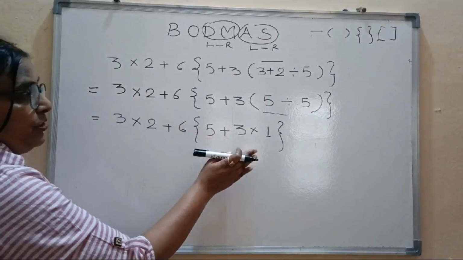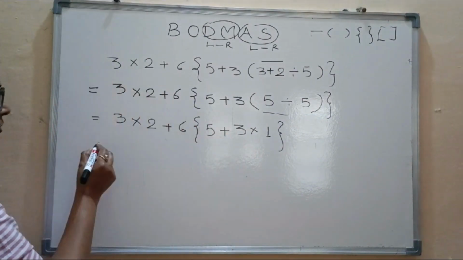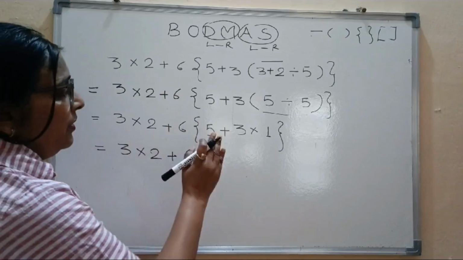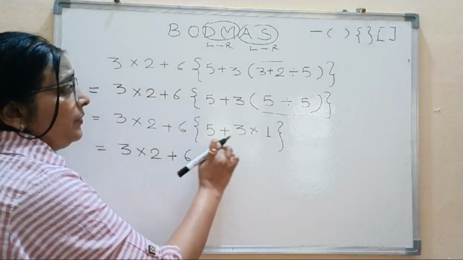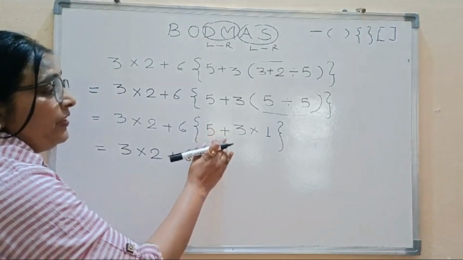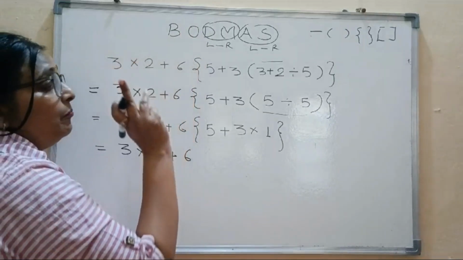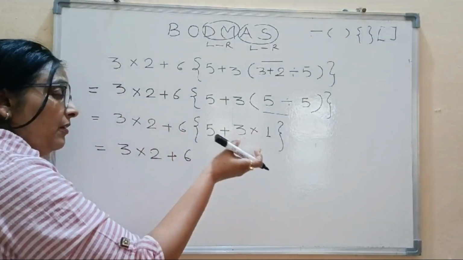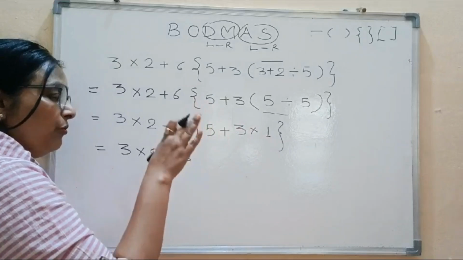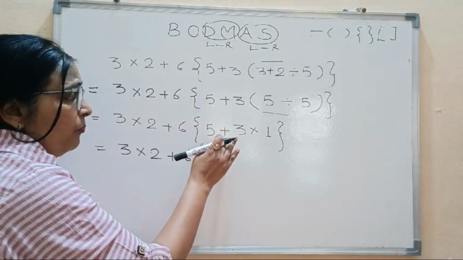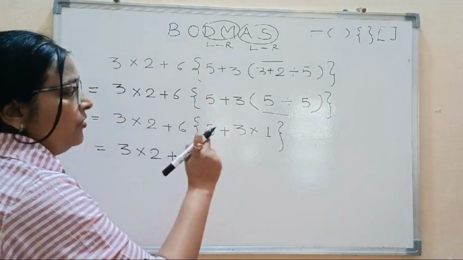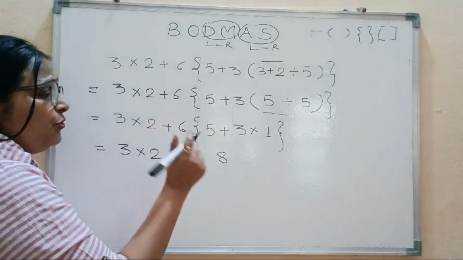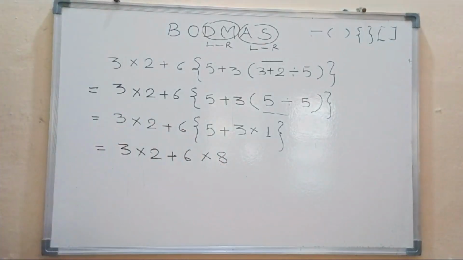Now next, which bracket are you going to solve? This curly bracket you are going to solve. So here 3 into 2 plus 6, come to the curly bracket. Now here also we are using the BODMAS rule. Before solving this addition, we are going to solve multiplication first. So 3 into 1 will be 3. You can solve this bracket at a time or you can solve in 2 steps. So 5 plus 3 into 1 is 3. So 5 plus 3 is here 8. Again 6 into this bracket. That means 6 into 8.